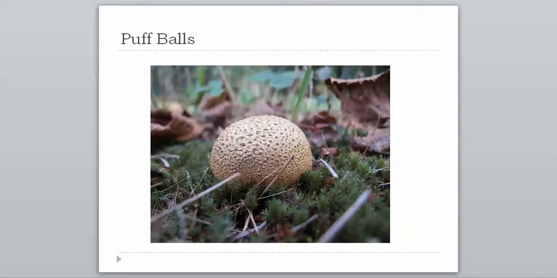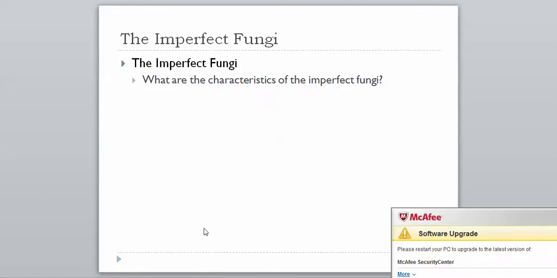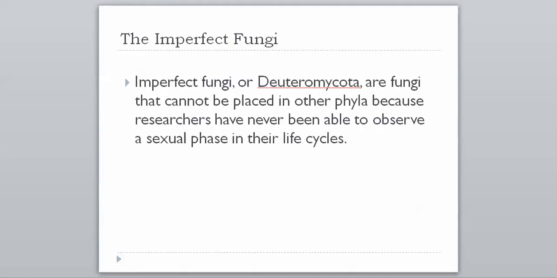Moving on to our last group, the imperfect fungi. We're going to look at the characteristics of some of them and why they are called imperfect. Their name is Deuteromycota, and they've been a catch-all group because they cannot be placed in any other phylum, since researchers have never been able to observe a sexual phase in their life cycles.